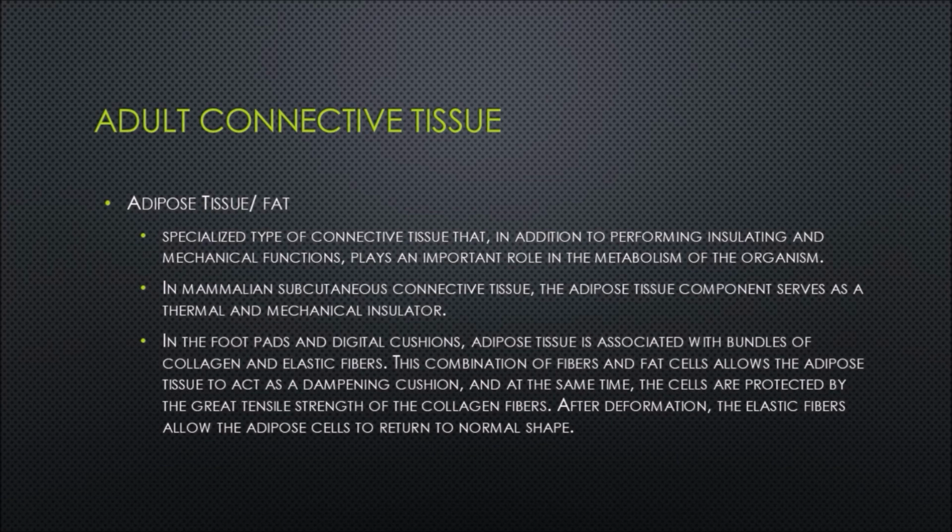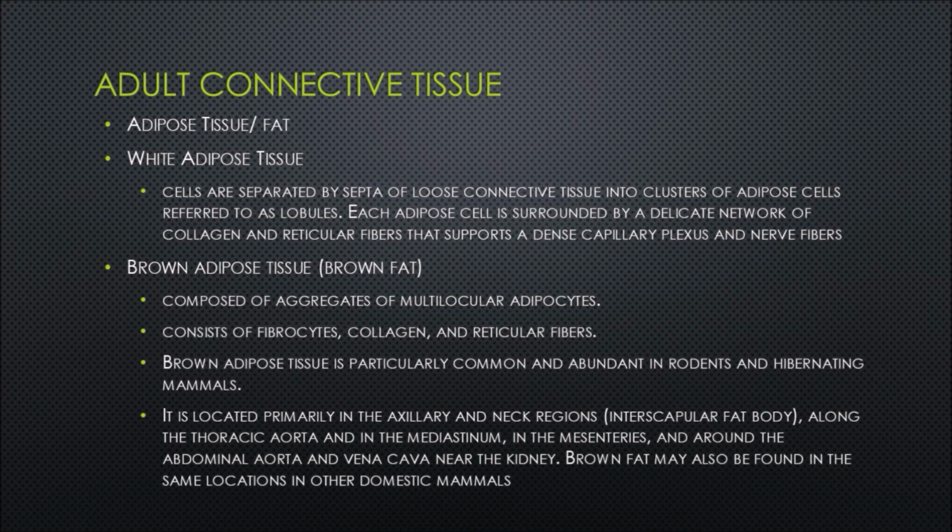This combination of fibers and fat cells allows the adipose tissue to act as a dampening cushion because the collagen fibers have great tensile strength that protects the adipose tissue, and the elastic fibers allow the adipose cells to return to normal shape even after deformation. So there are two types of adipose tissue, which are the white adipose tissue and brown adipose tissue.